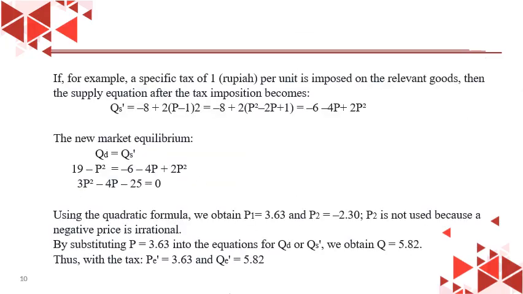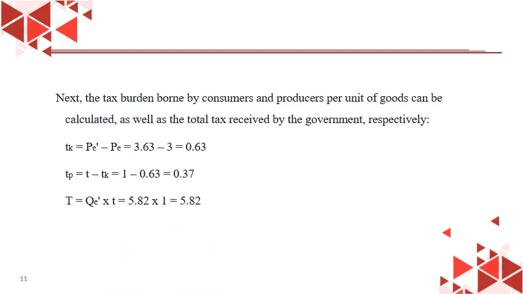Okay, so this is the written answer in the slide. Yeah, so if you read it, it's just the same as what we have done. Like this one, the conclusion here, the same. Okay, so after that, if we have found the new equilibrium with the tax added on, we need to see what is the tax burden borne by the consumer and producer per unit of goods, and also what is the total tax received by the government.